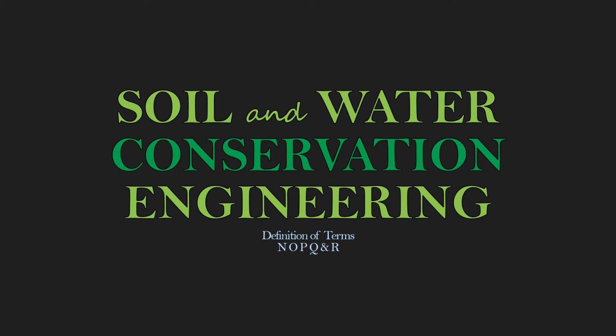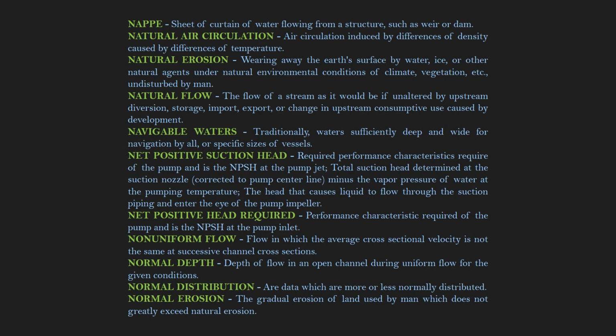This is Soil and Water Conservation Engineering. Definition of terms. Parts N, O, P, Q and R. Nappe. Sheet or curtain of water flowing from a structure, such as a weir or dam. Natural air circulation. Air circulation induced by differences of density caused by differences of temperature.